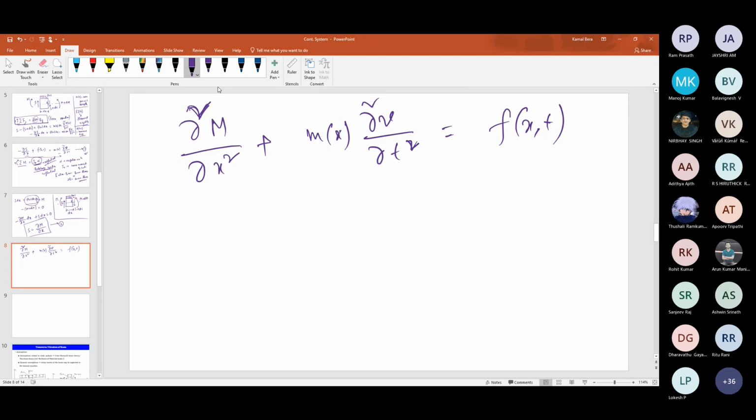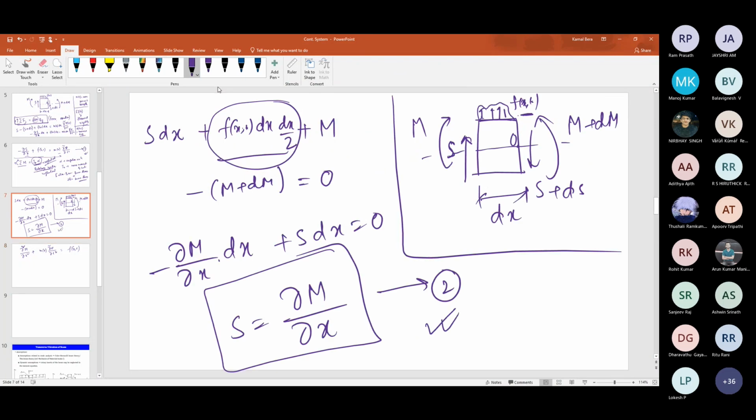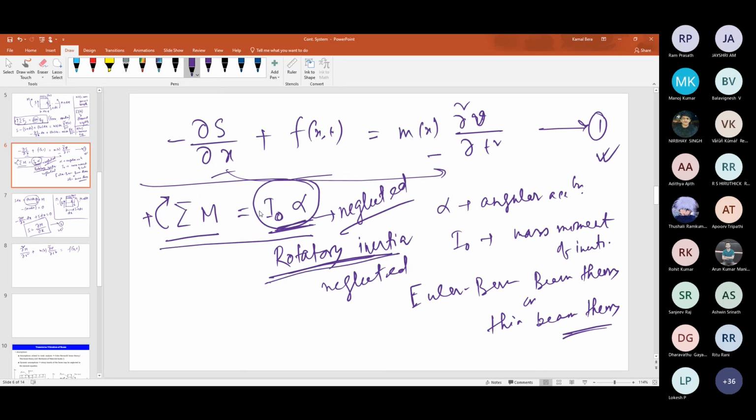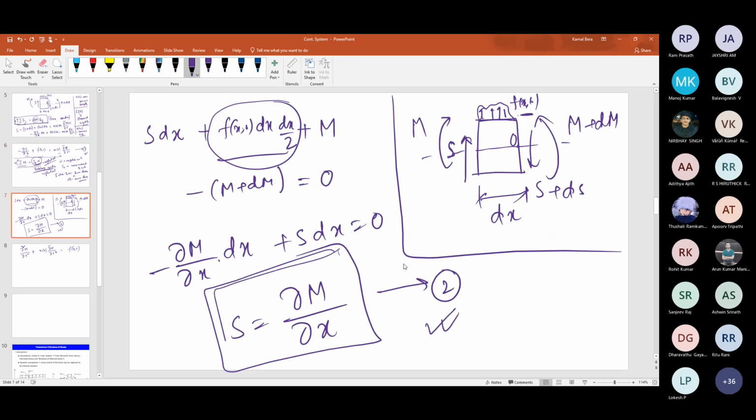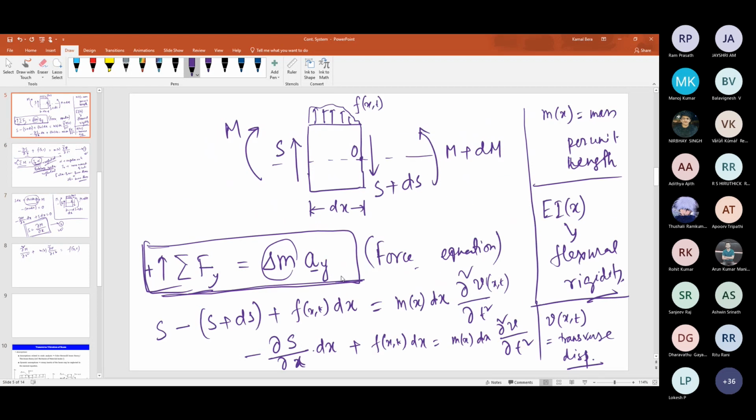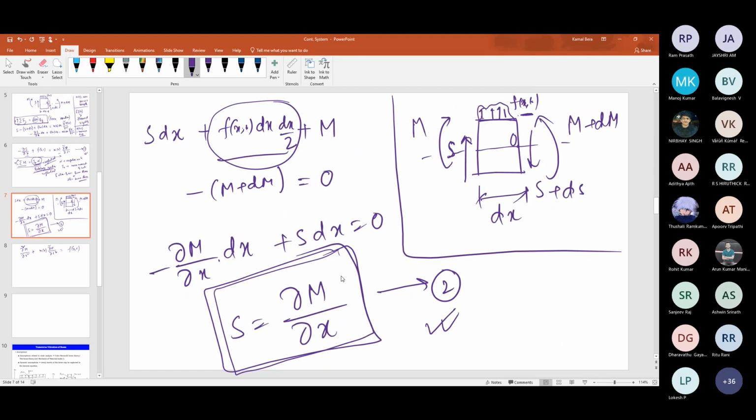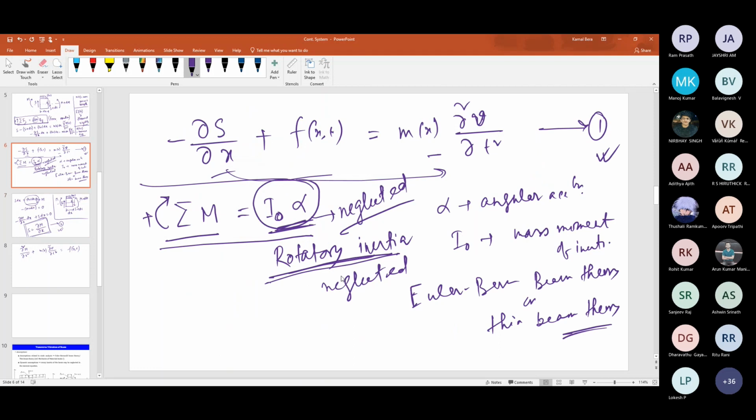Okay. So I have substituted equation 2, which I obtained from the moment equation neglecting the rotary inertia effect. I have got this. This is already known to you, right? That is shear force equals del m by del x. Here, because time is not coming into the picture, it is dm by dx. Here everything is in terms of space and time. So that's why it is.